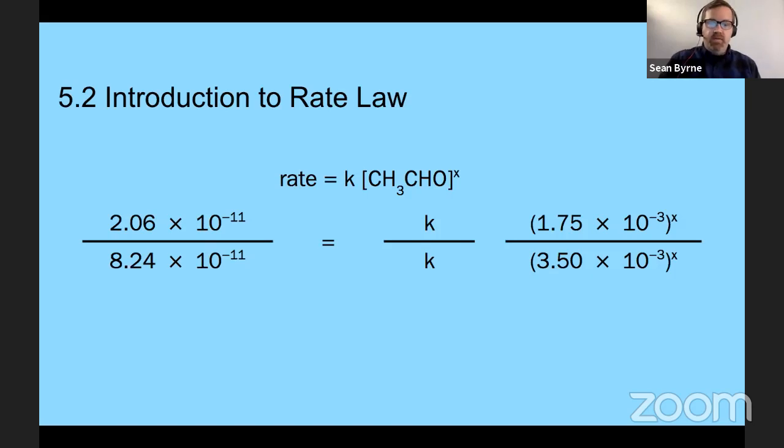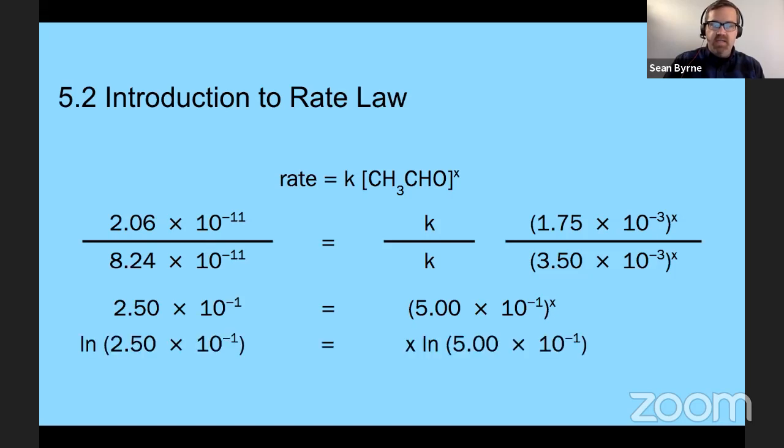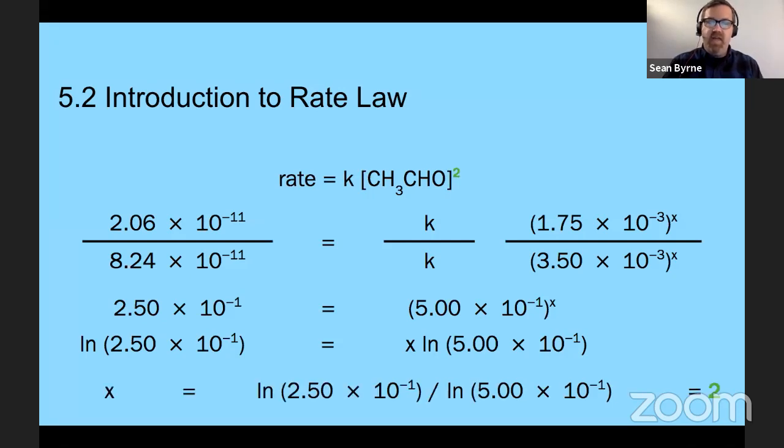I'm going to simplify both sides. The k cancels out. I haven't calculated k yet, but it cancels out in this circumstance because it's k over k, whatever it is. I could take the log of both sides in order to bring the x down from the exponents. x is then equal to the natural log of 2.5 times 10 to the -1, excuse me, divided by the natural log of 5 times 10 to the -1, and that is equal to 2 as well. And so we're just confirming what we already knew.